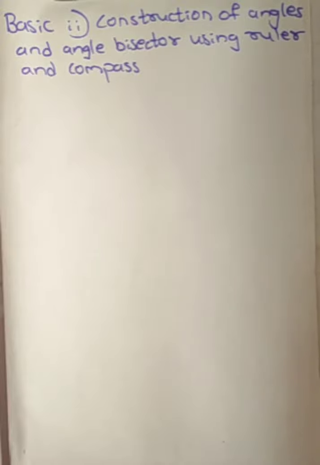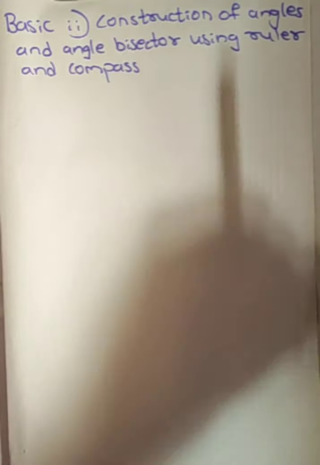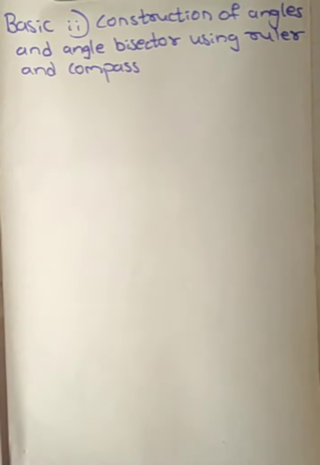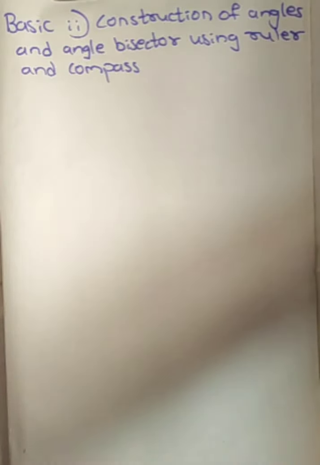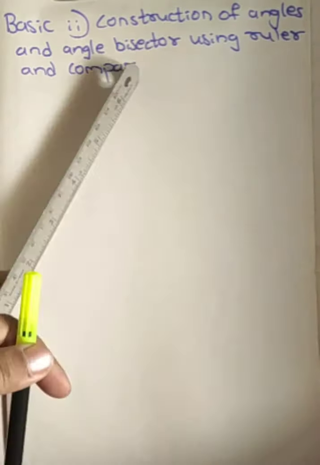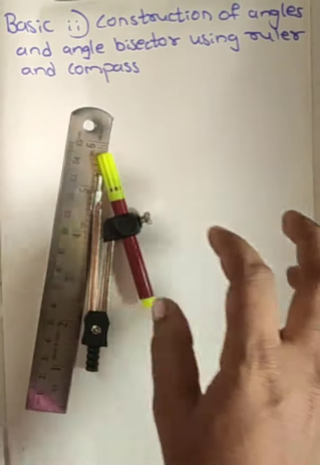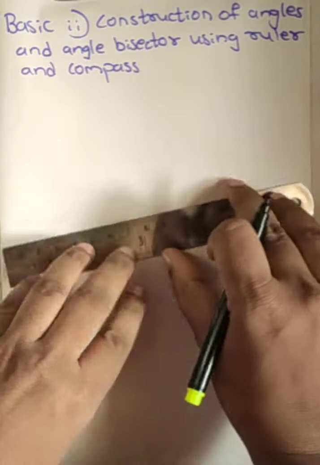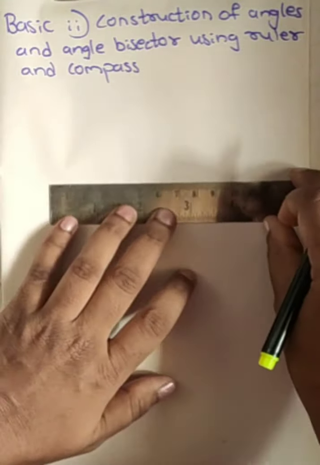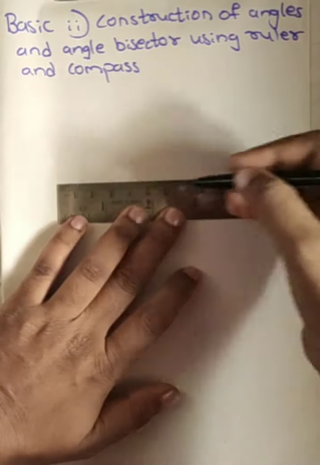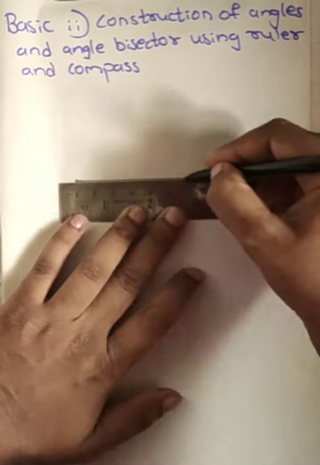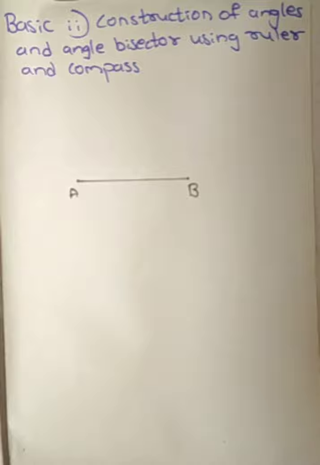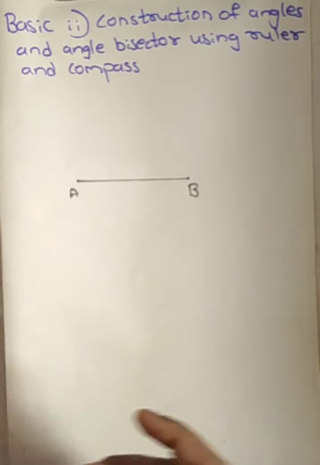Now second basic concept is construction of angles and angle bisector using ruler and compass. See here, you should not use protractor here. By using compass and ruler you should draw the angles and angle bisector. Not necessary to take measurements here, just draw a line segment roughly. You can name it AB, or from A to Z, whichever you want. Capital letter it should be.